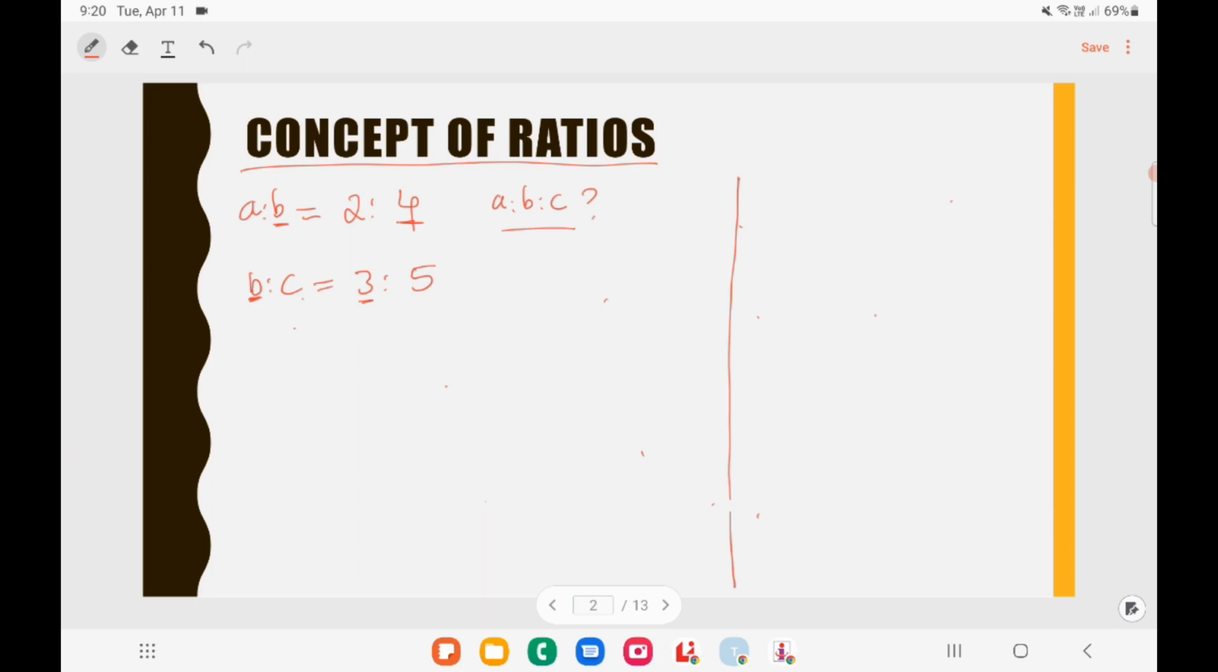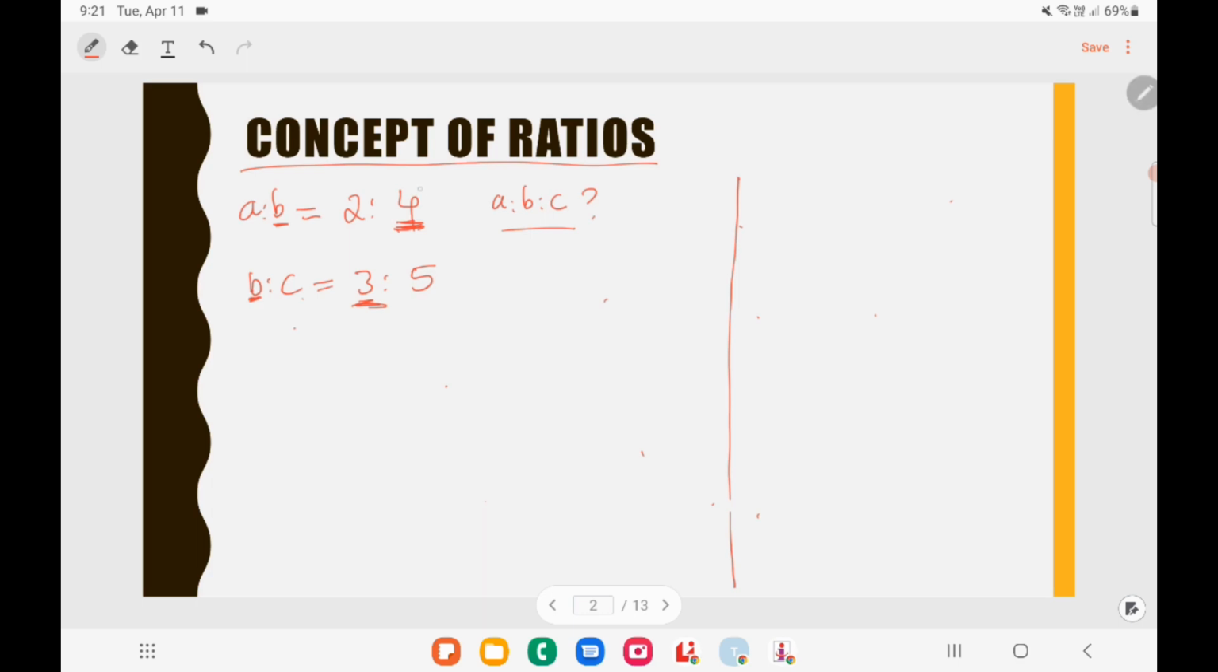So what you need to do is make this one 12 and make this one 12. If you make both the numbers 12, then the number corresponding to B in both the ratios is going to be the same. So I'm going to make it 12 because the LCM of 4 and 3 is 12.